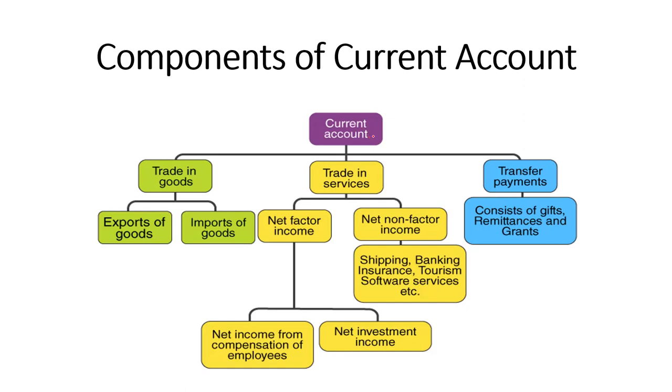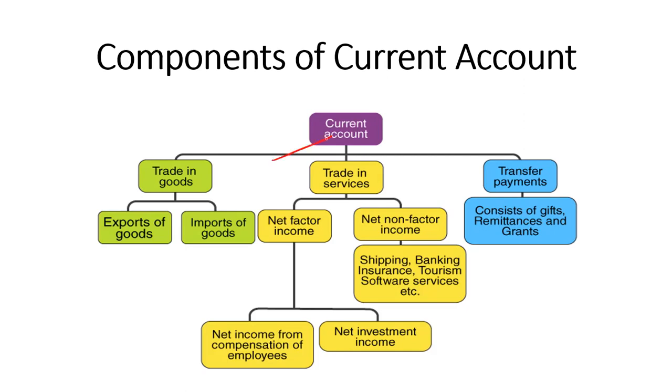Okay. Then the transfer will consist of gifts, remittances and grants. This will be considered as unilateral transfer. We can call it a beggar type transfer. Beggar things will come under the unilateral transfer. Okay, then net factor income will be further divided into two parts.